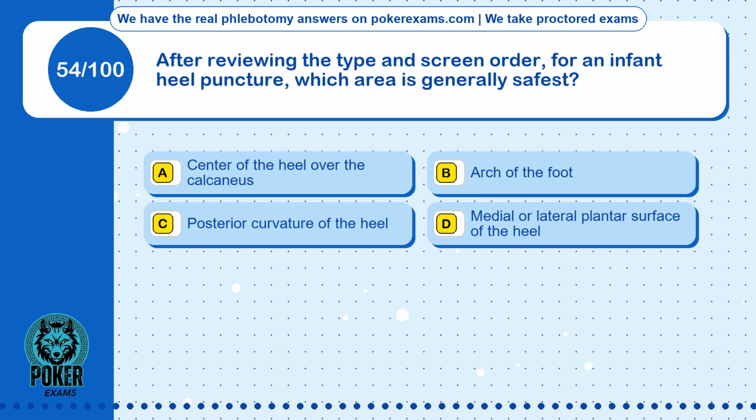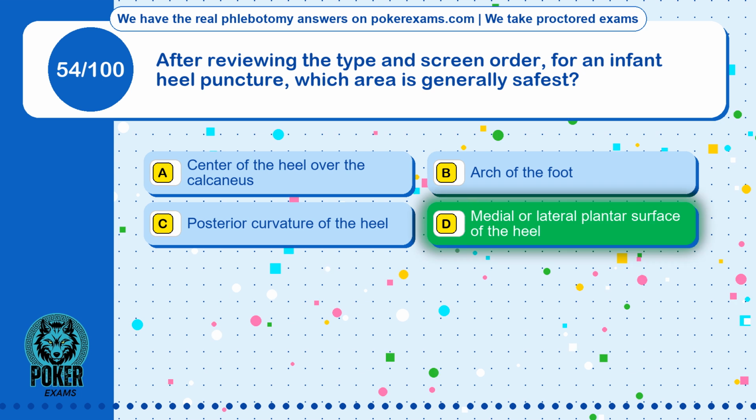Question 54. After reviewing the type and screen order, for an infant heel puncture, which area is generally safest? Option A, center of the heel over the calcaneus. Option B, arch of the foot. Option C, posterior curvature of the heel. Option D, medial or lateral plantar surface of the heel.